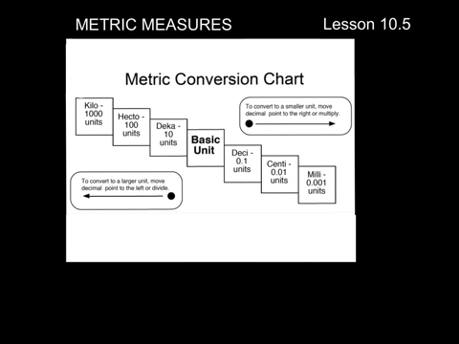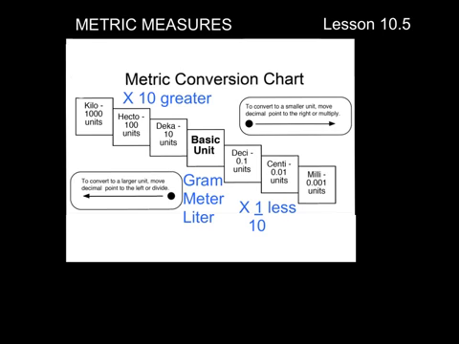We will start with the basic unit, which could be a gram, meter, or liter. Each consecutive unit to the left of the basic unit is going to be 10 times more the value of the previous unit. In the meantime, every unit to the right of the basic unit is going to be a tenth of the previous unit.